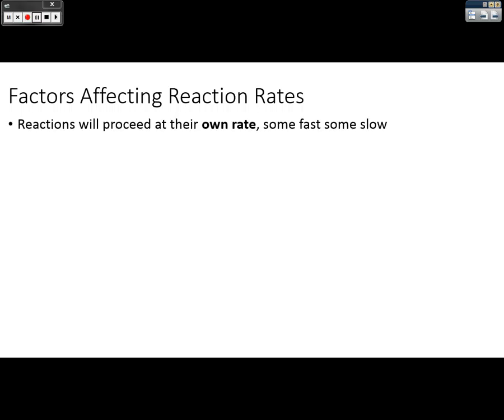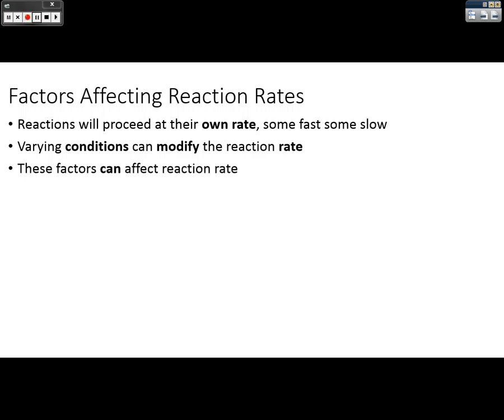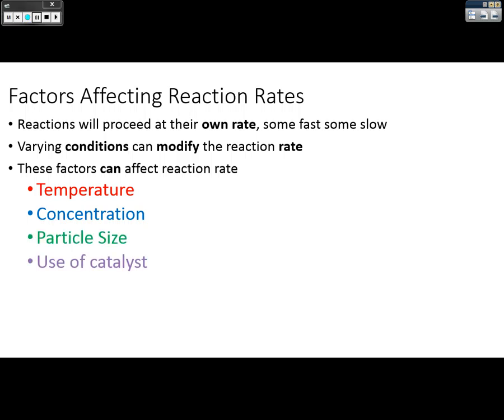So there are different factors that will affect reaction rates because reactions occur at their own rate, some fast and some slow. Varying conditions of a reaction can actually modify the reaction rate, but only certain conditions that change will actually affect reaction rate. These factors are temperature, concentration of both reactants and products, particle size, and use of a catalyst. And we're going to be talking about these 4 different factors affecting reaction rate for a minute.